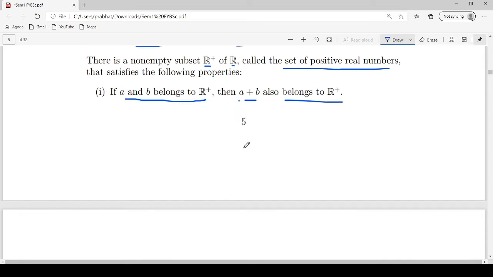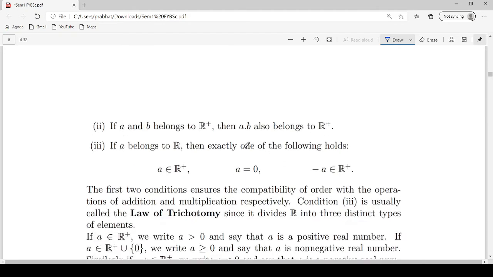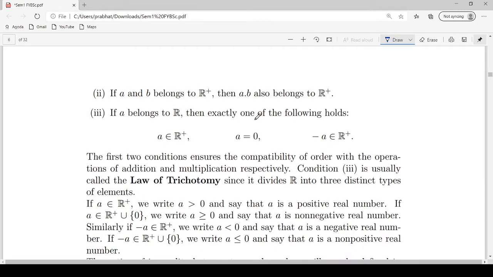The second property which our subset R plus satisfies is closure with respect to multiplication. That means if A and B are two positive real numbers, then their product A into B is also a positive real number.